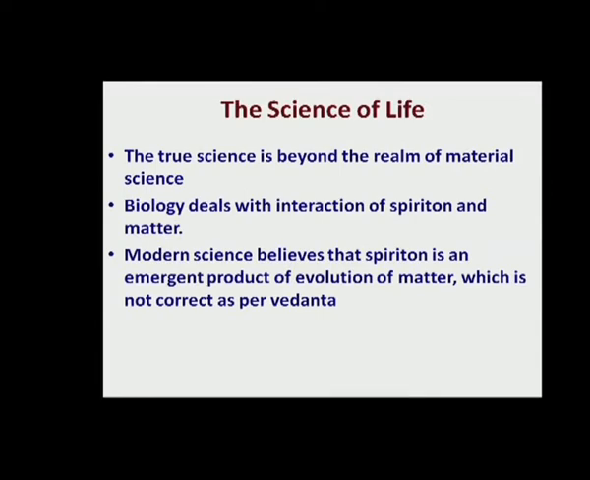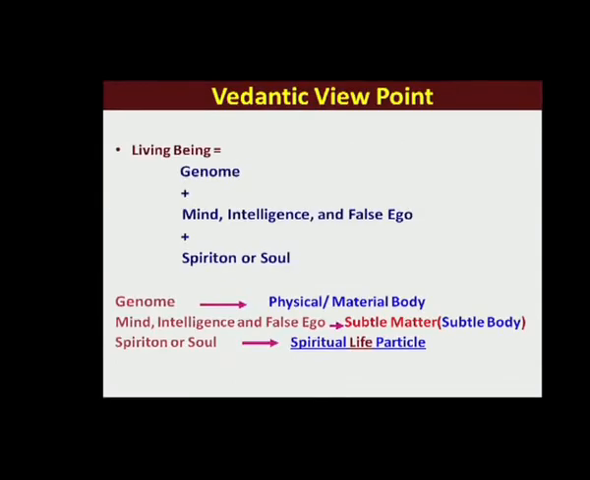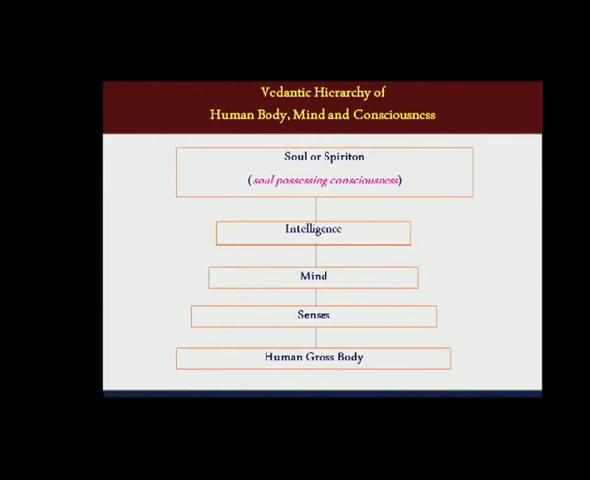Biology basically deals with the interaction of the spiriton and matter. Modern science believes that the spiriton is an emergent product of the evolution of matter, but it is actually the other way around, which is not correct as per Vedanta. In the Vedantic standpoint, the living being is the genome, mind, intelligence, false ego, and spiriton or soul. The genome is considered the physical body, and also subtle matter and the spiritual life particle. This body is controlled by the senses, the senses are controlled by the mind, the mind is controlled by intelligence, and intelligence is controlled by consciousness.